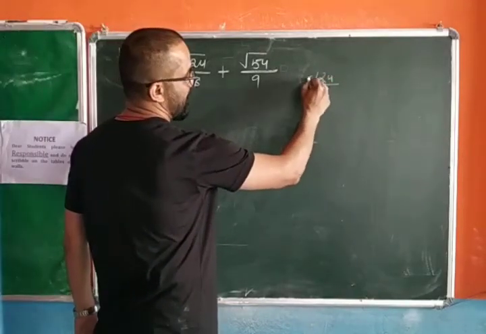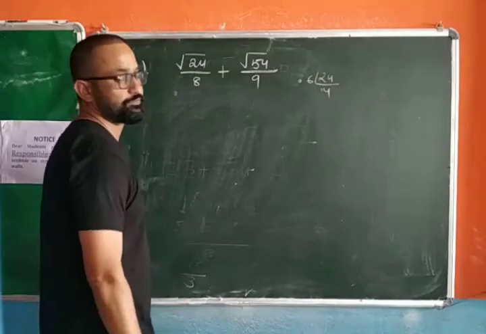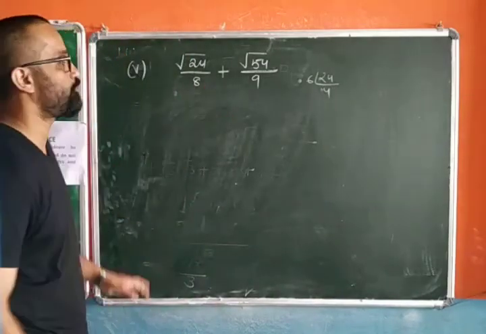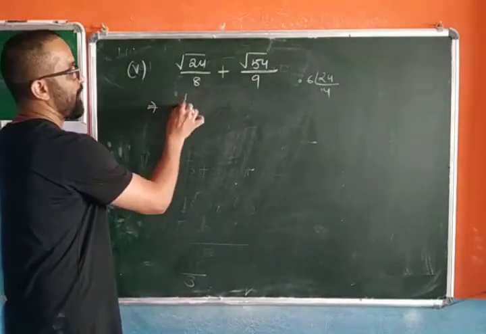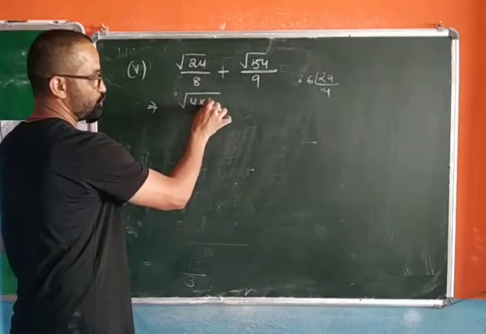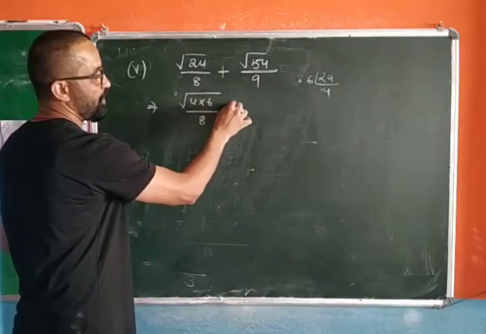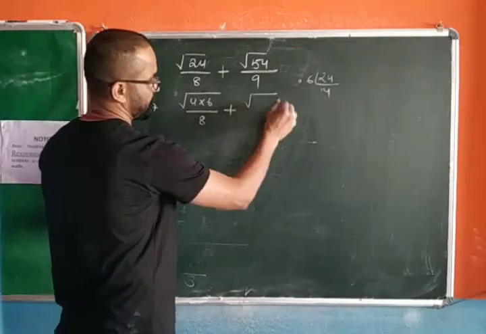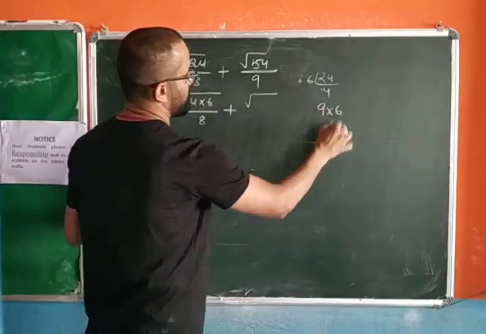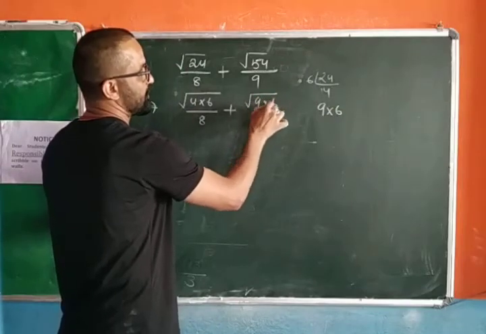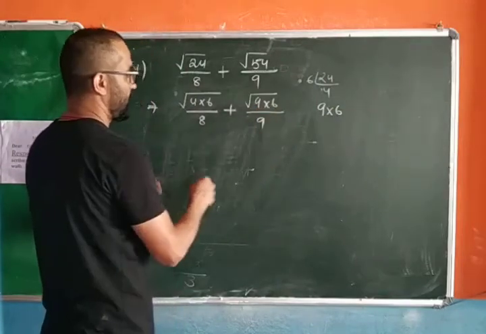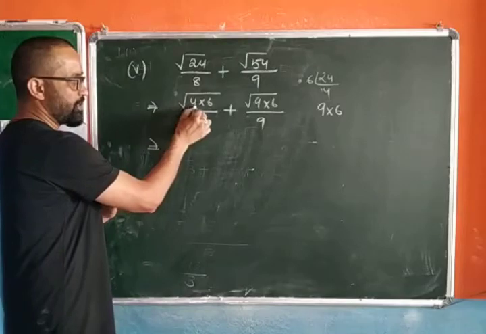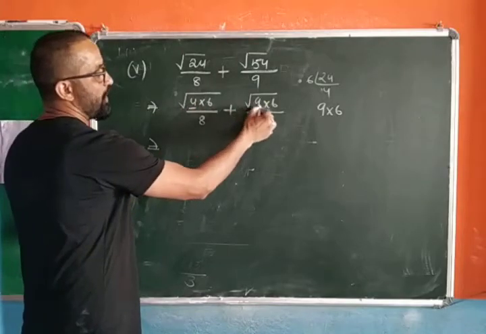24 can be written as 6 into 4. So we write root 4 into 6 divided by 8, plus 54 similarly can be written as 9 into 6, root 9 into 6 divided by 9. At the numerator, mark the perfect square number.